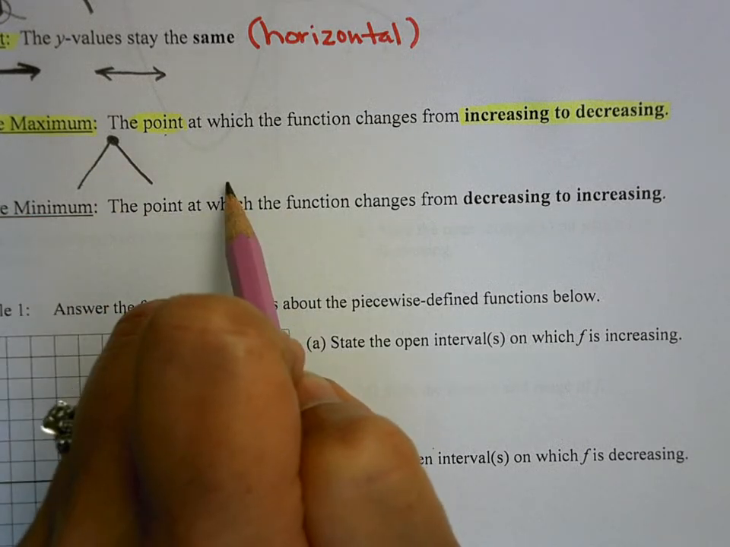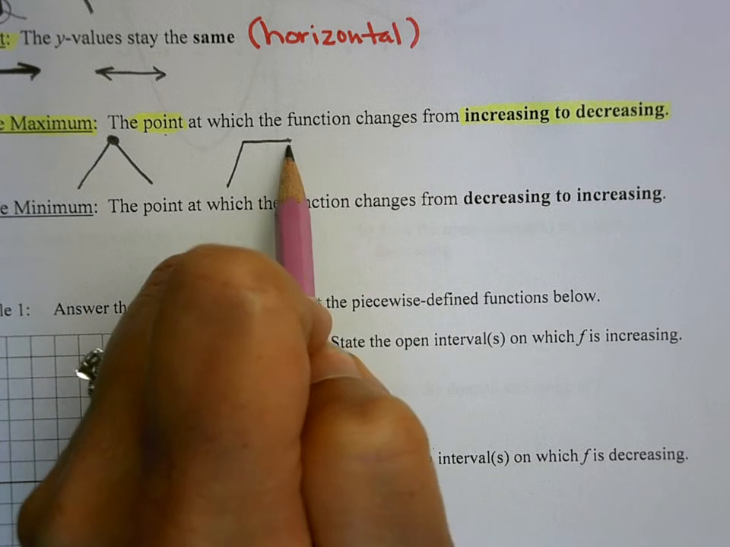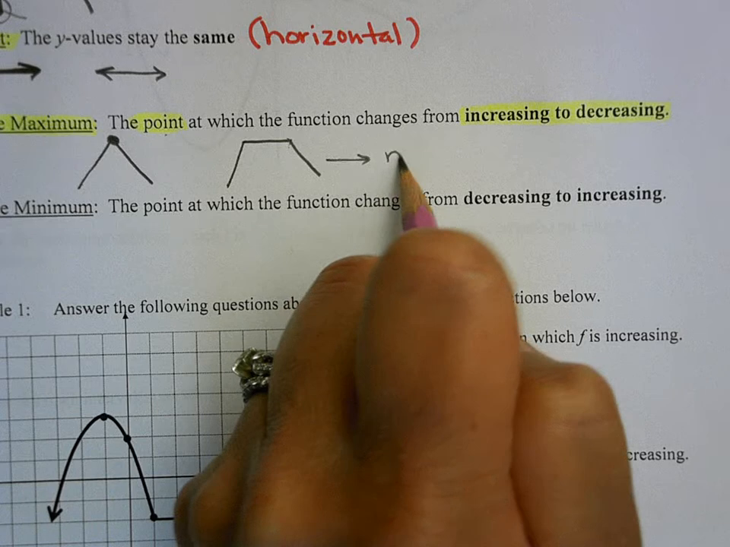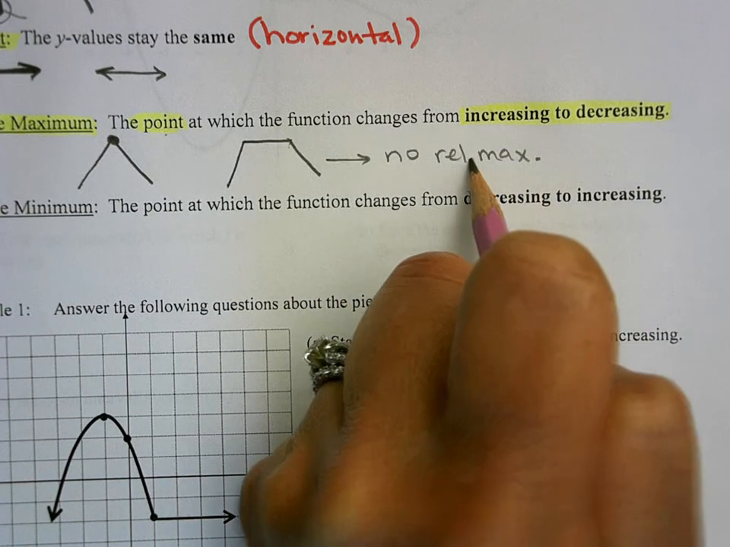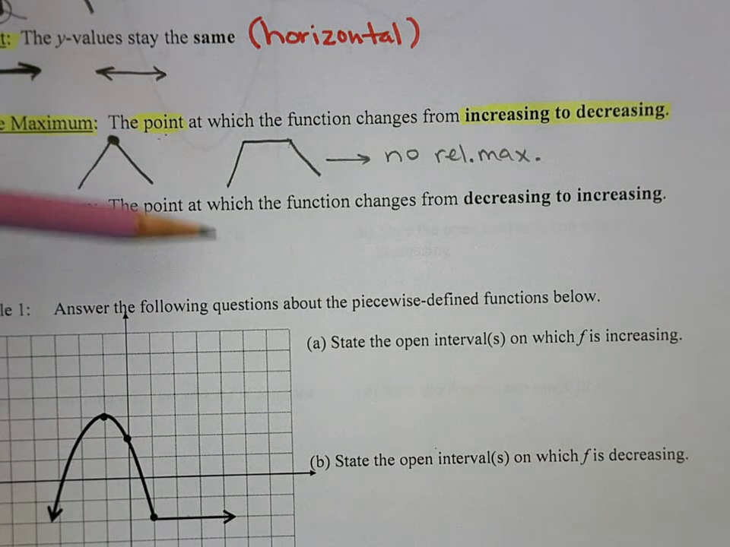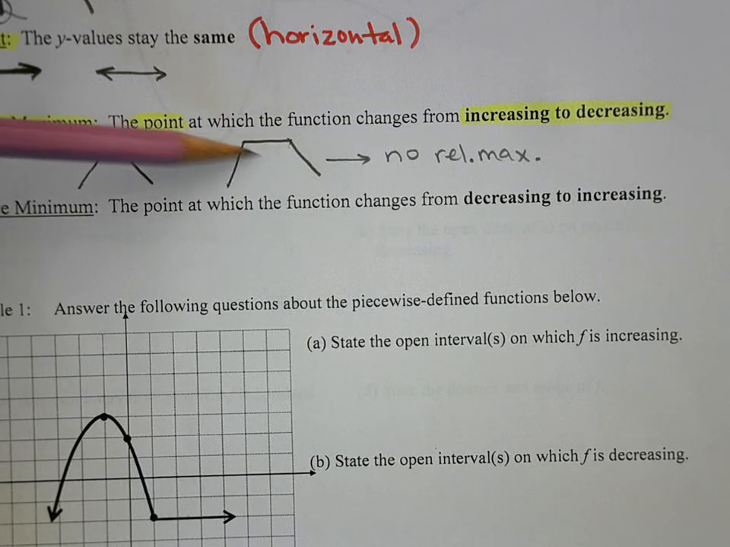So if we have something that we go up, and then we go constant, and then we go down, then this would have no relative max. And that's because there is not a single point, right, where the graph changes from increasing and then to decreasing. It's lots of points happening, right? It takes a long time for it to switch.